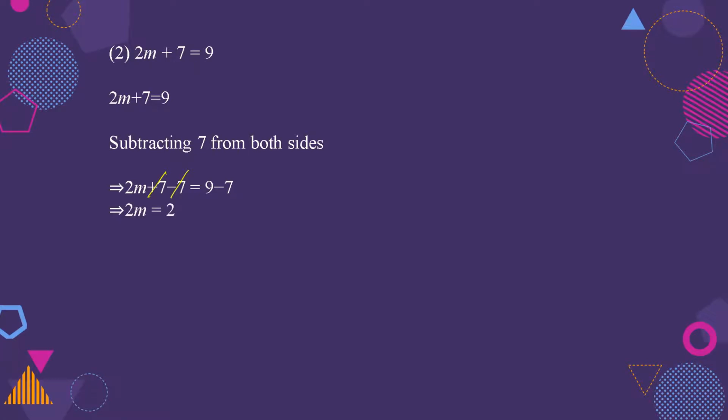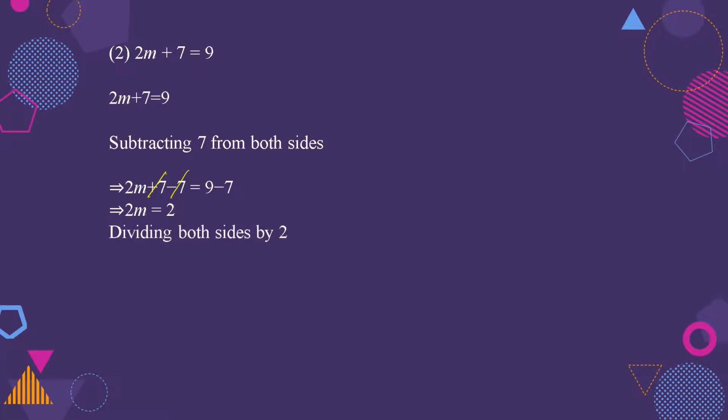Second one is 2m plus 7 is equal to 9. So we have 2m plus 7 equal to 9. First we need to remove the 7 from here, which can be done by subtracting 7 from both sides. So we have 2m plus 7 minus 7 is equal to 9 minus 7. On your left hand side, plus 7 and minus 7 will get cancelled, and we have 2m is equal to 9 minus 7. So 9 minus 7 is 2, and we have 2m equal to 2.